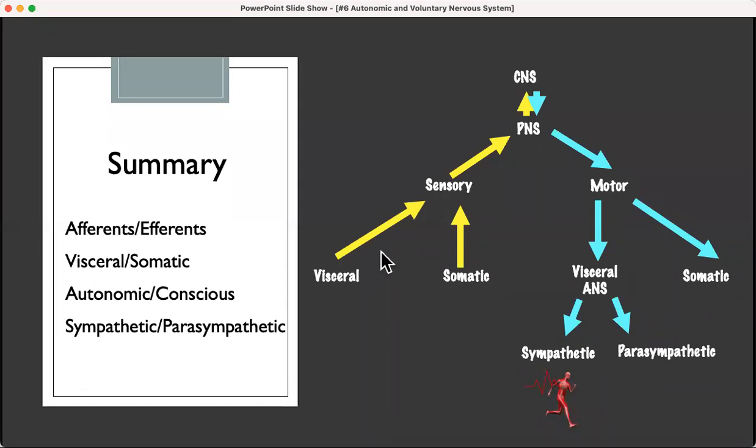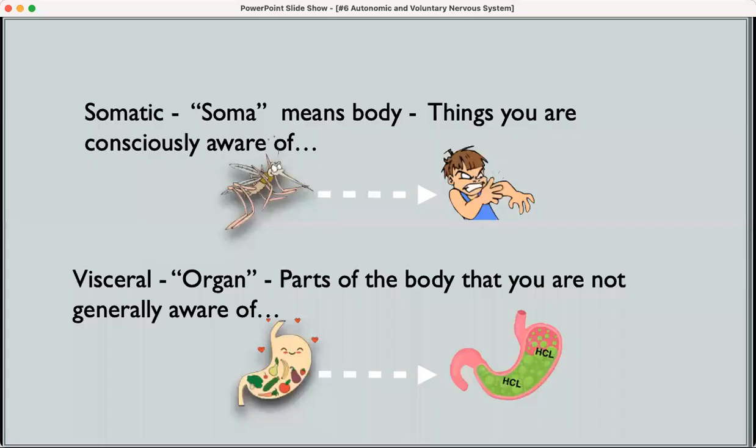So you've got a summary of afferents and efferents. Afferents going toward, advancing towards. Efferents exiting away. Visceral, meaning coming from one of the organs. Somatic, something you sense. So soma means body. So it's something you feel within your body or on your body. And autonomic, happening without your being consciously aware of it. Conscious or somatic. And then the sympathetic and the parasympathetic, the two separate arms for the autonomic nervous system.